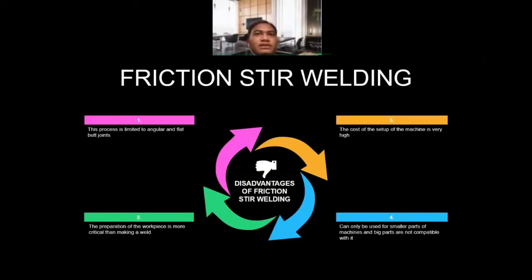Disadvantages of friction stir welding. First, this process is limited to angular and flat butt joints. Second, the preparation of the workpiece is more critical than making a weld. Third, the cost of the setup of the machine is very high. And lastly, it can only be used for smaller parts of machines and big parts are not compatible with it.